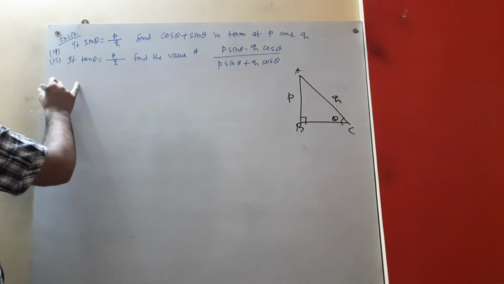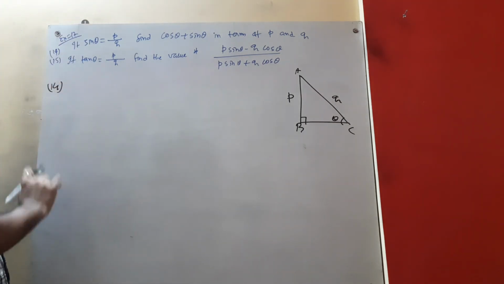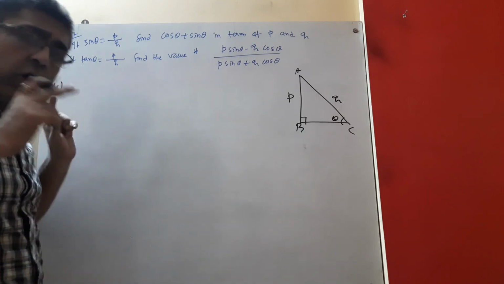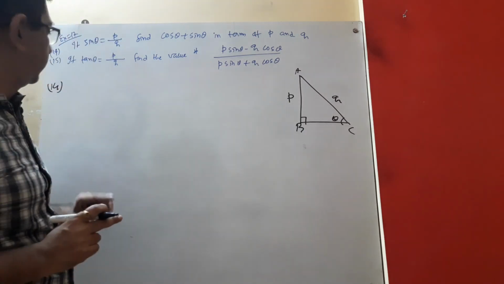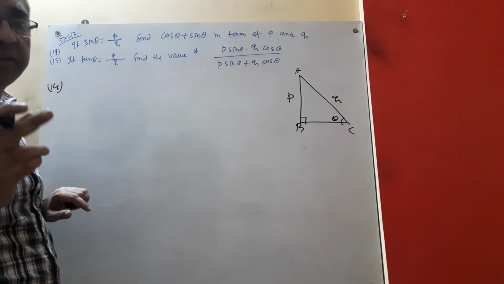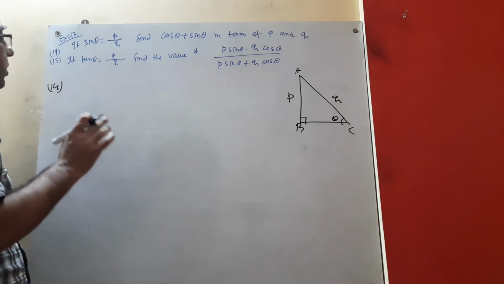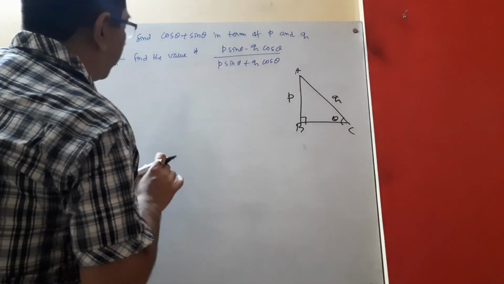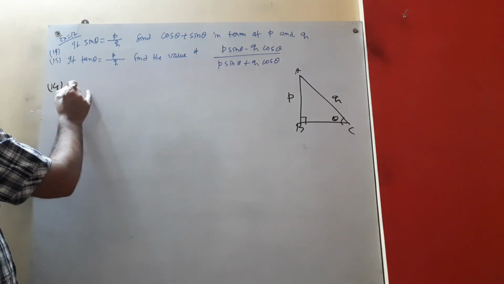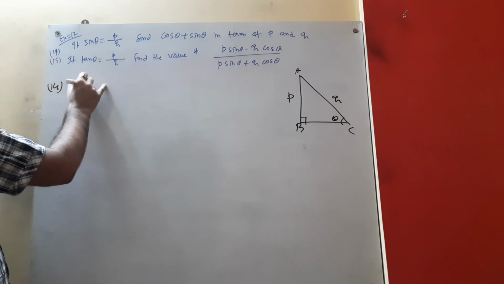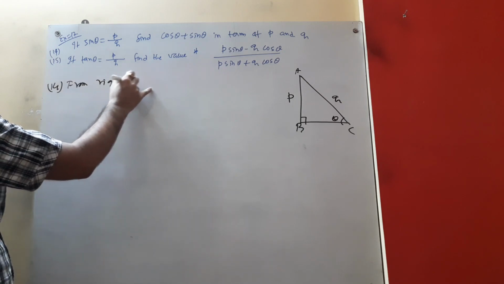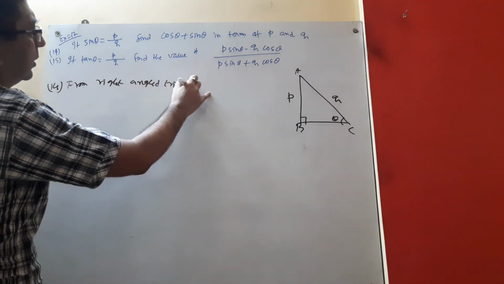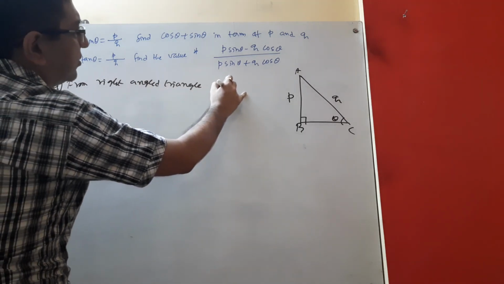So we are doing number 14, exercise 17, ML Agarwal, class 9. But this is also helpful for class 10 students, especially CBSE, West Bengal Board, all type of students, they will be benefited. Now 14. What we have to find out from right angle triangle ABC.